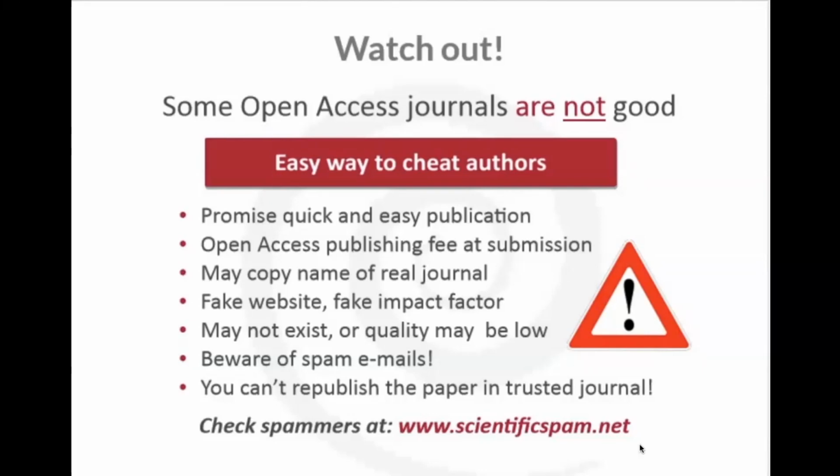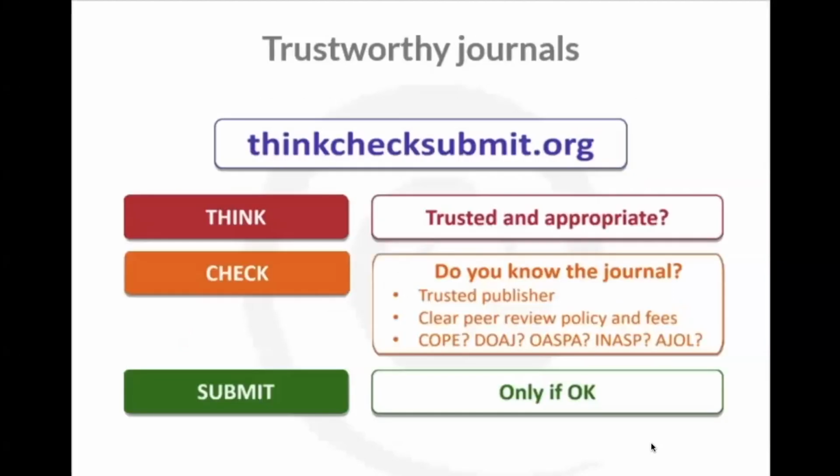You can check spammers at the website scientificspam.net, as well as on the website thinkchecksubmit.org. Think. Is the journal that you're aiming your article to trusted and appropriate? Check. Do you know the journal? Is it a trusted publisher? Does it have clear peer review policies and fees? Is the journal listed in the Directory of Open Access Journals, OASPA, INASP, AJOL? Is it listed in COPE, the Committee on Publication Ethics?